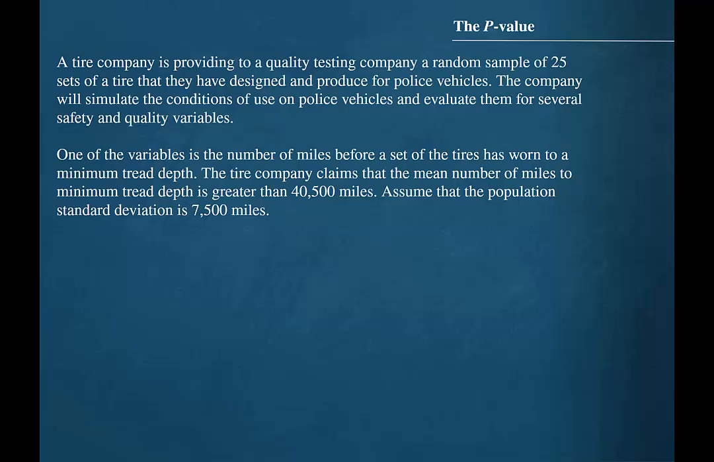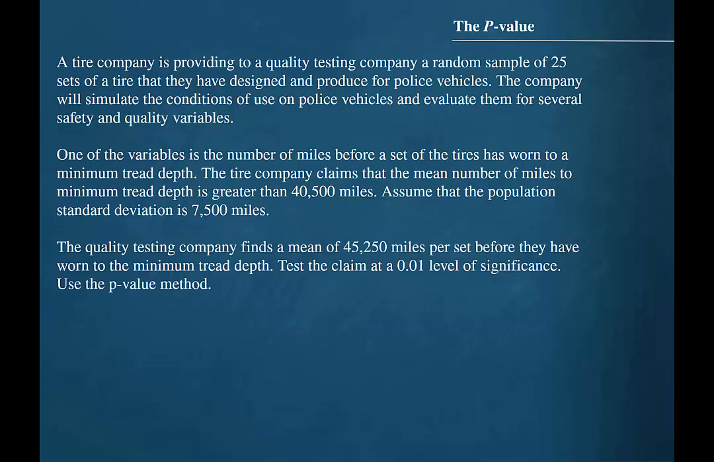One of the variables is the number of miles before a set of the tires has worn to a minimum tread depth. The tire company claims that the mean number of miles to minimum tread depth is greater than 40,500 miles. Assume that the population standard deviation is 7,500 miles. The quality testing company finds a mean of 45,250 miles per set before they have worn to the minimum tread depth. Test the claim at a 0.01 level of significance. Use the p-value method.